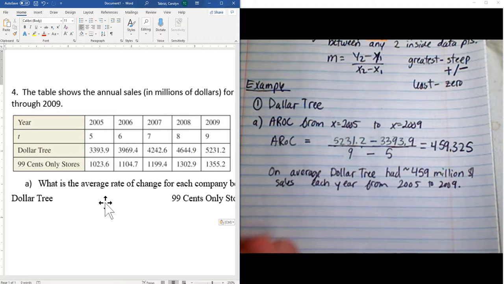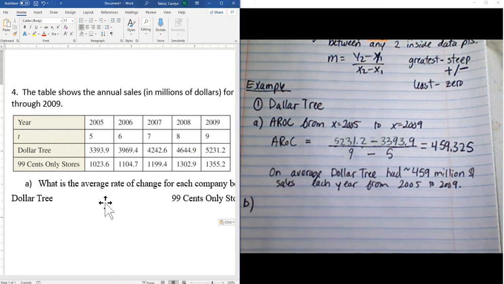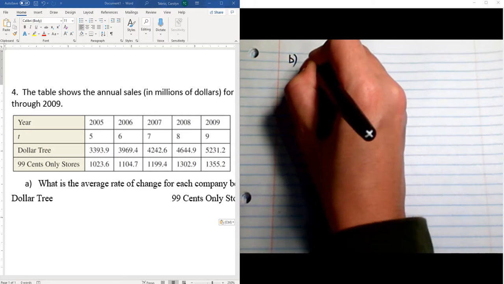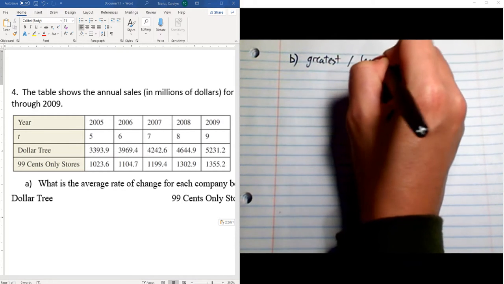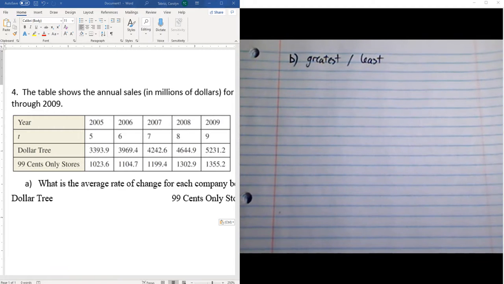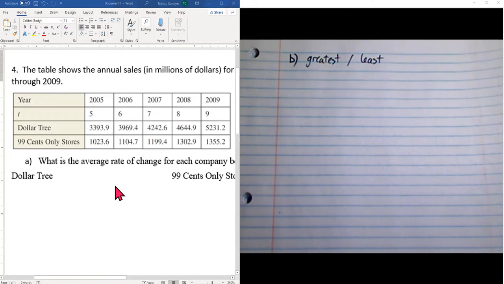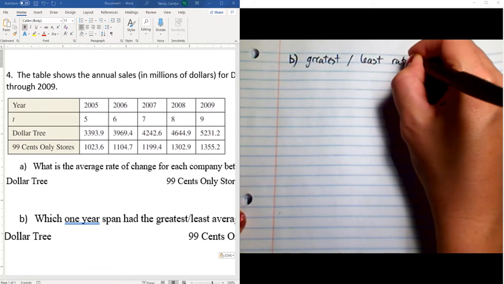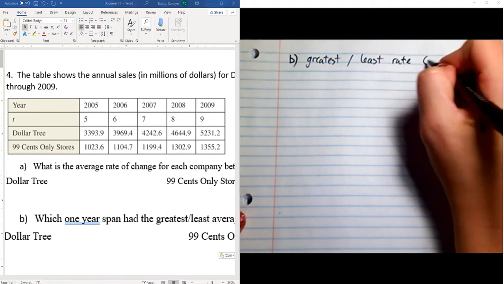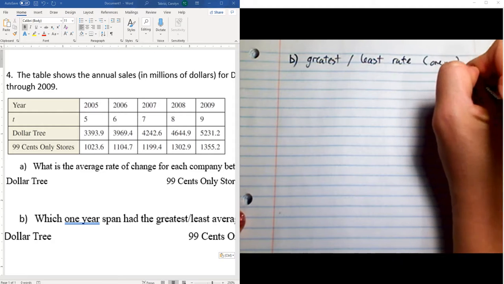Okay, so let's go ahead and look at the next question. Okay, question B says, what is the greatest and the least rate? So we need to find the greatest and least. So I'm looking at my slide for the question here. Okay, greatest and least rate. And this particular question is saying for a 1 year span.